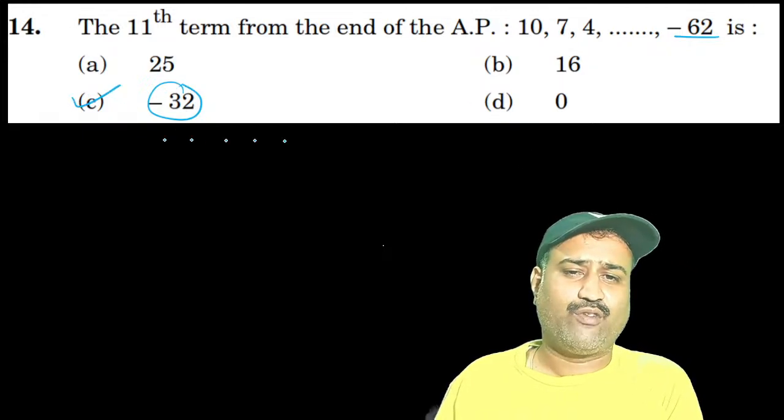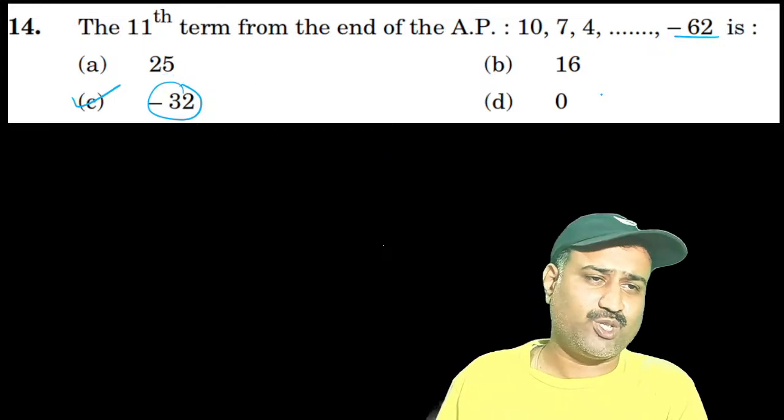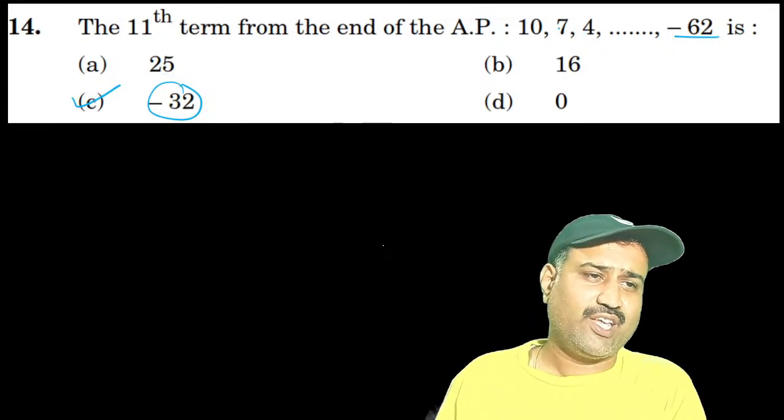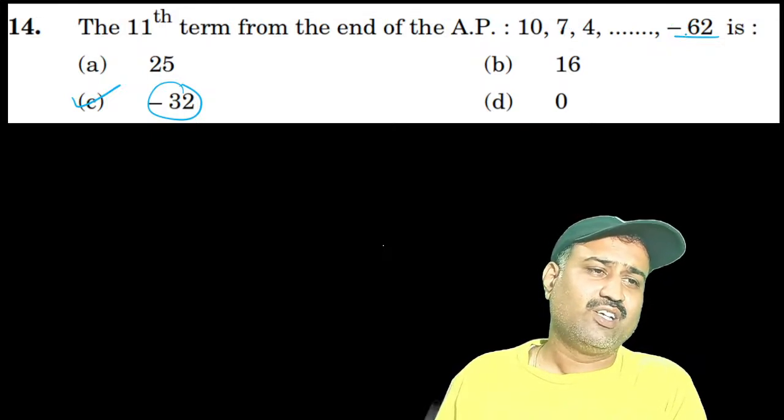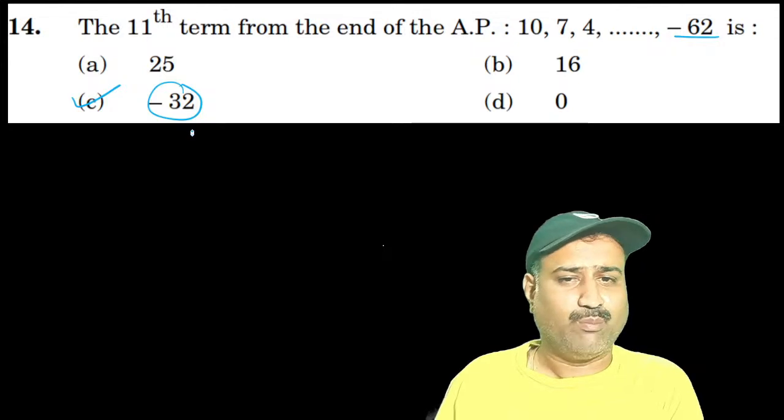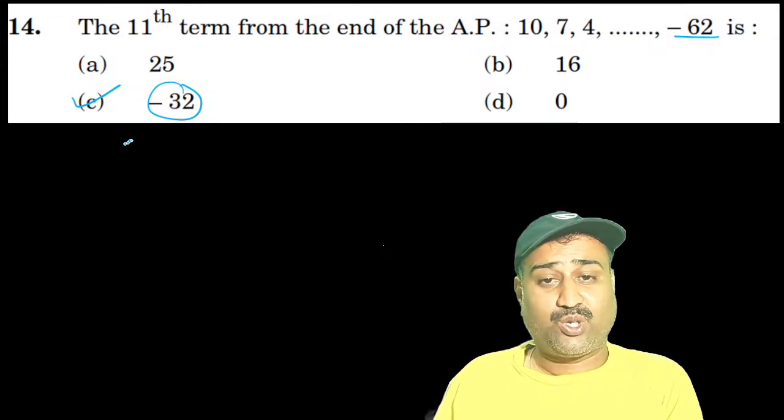Otherwise, you can go on verifying. It's option C because all the other values are positive. The common difference is 3 here. 3 tens are 30. Minus 62 plus 30 is what? Minus 32. Otherwise, you can use this trick here.